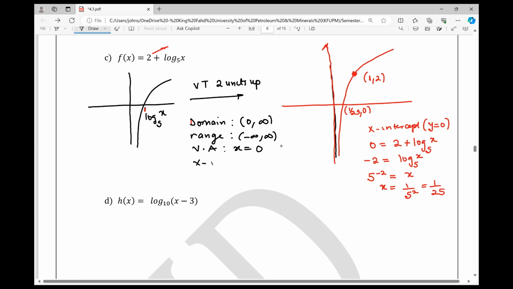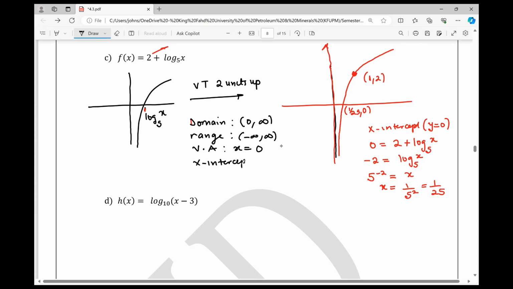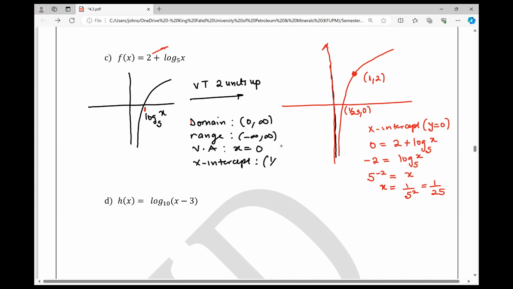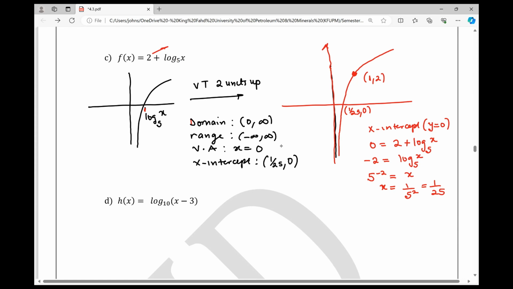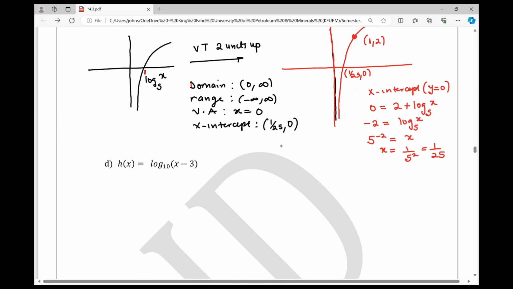And we can have our x-intercept to be 1 over 25, 0. So you can see that even if you do the vertical shift here, the range did not change. The range is still R. So the only thing that changed here is that the x-intercept changed after the vertical translation 2 units up.